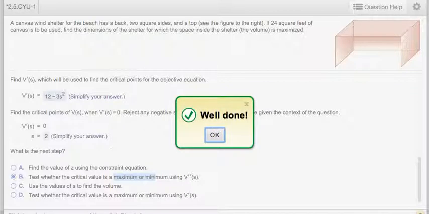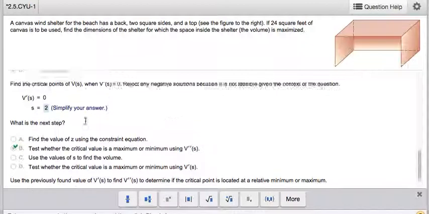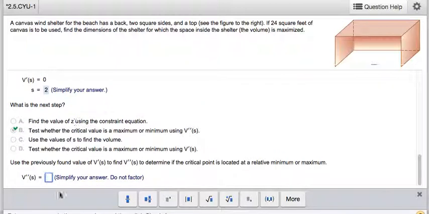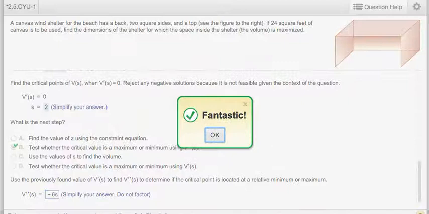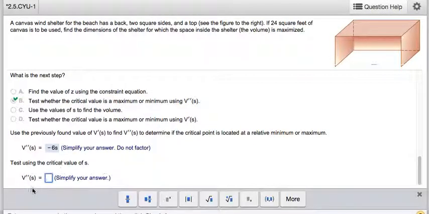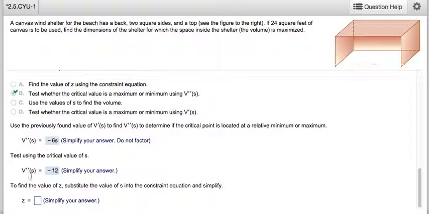Yeah. Okay, so we would need the second derivative. Oh, there it is. Asking for the second derivative. So, well, the first derivative is right here. The derivative of 12 is 0. So the derivative of negative 3s squared is negative 6s. So the derivative test using the critical value of s. I think that's where they want us to plug in 2. We would get negative 12. It should actually say V double prime of C or something, but it says to use your critical value for S.